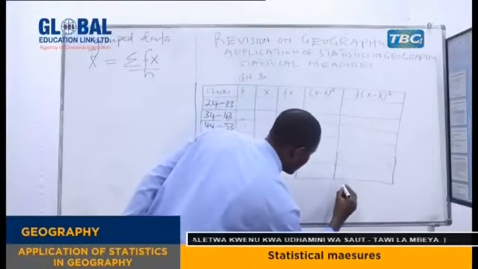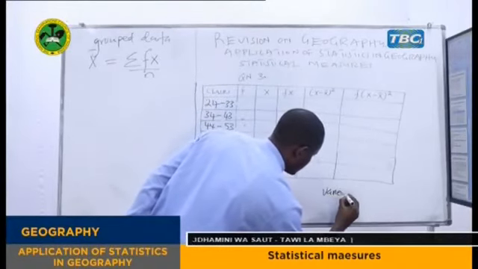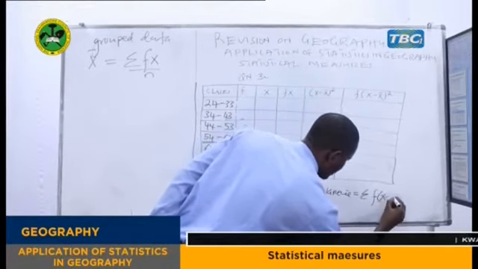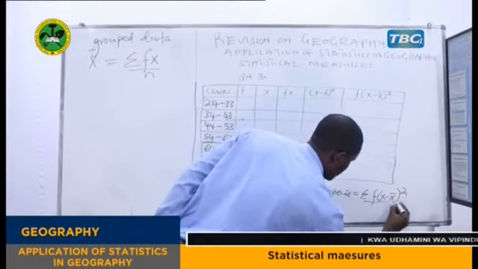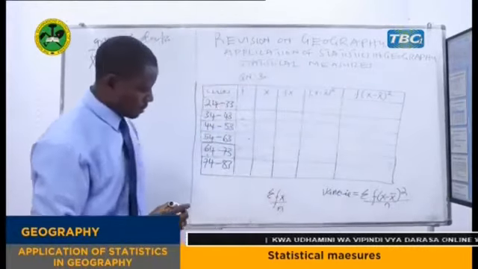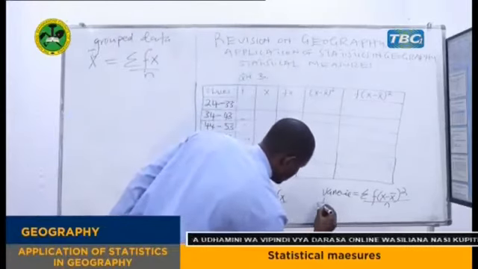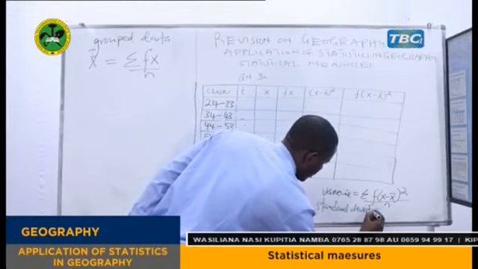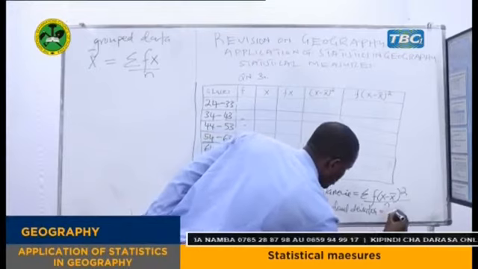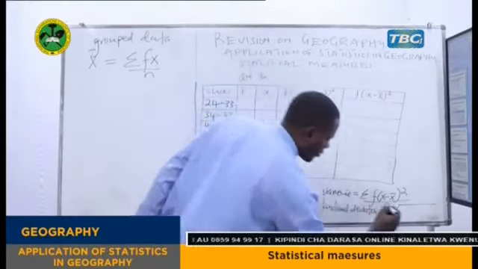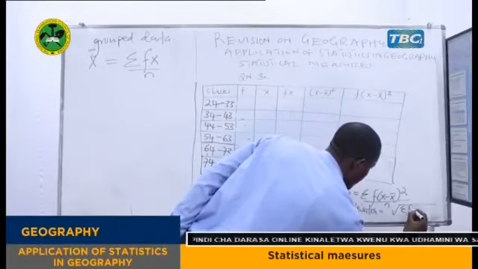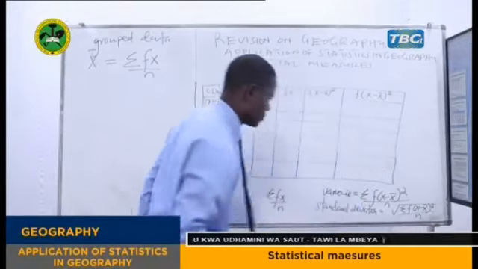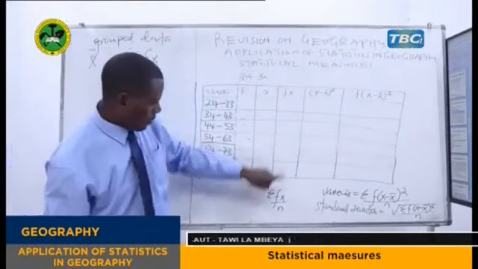So over here, we'll be talking about the summation, that's about the variance. It's given by the summation of f times x minus x bar squared, then you divide by n. But again, the question is asking us to find the standard deviation. And the standard deviation is equal to the square root of the variance. So the square root of the variance will be the summation of f bracket x minus x bar squared, then you divide by n.